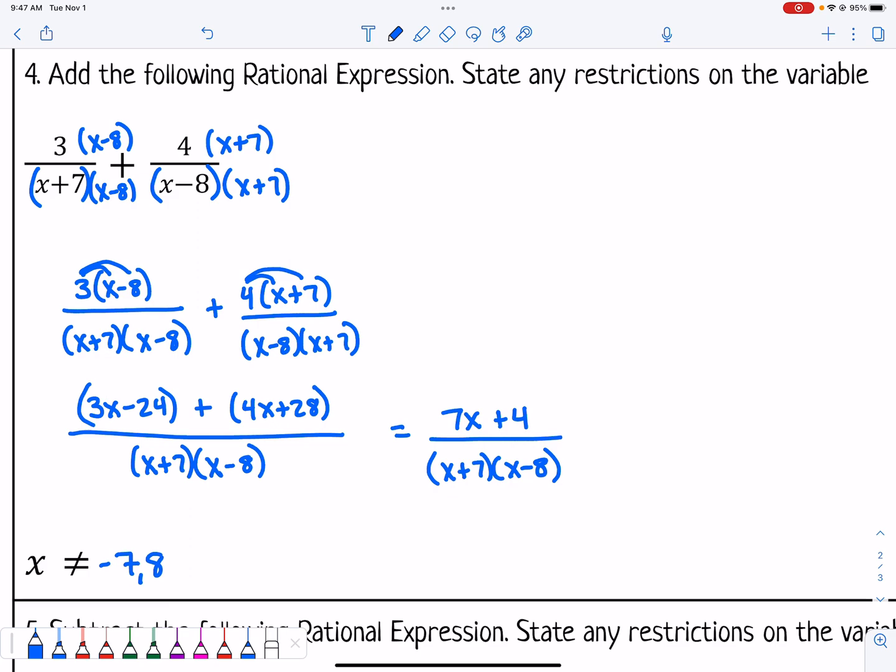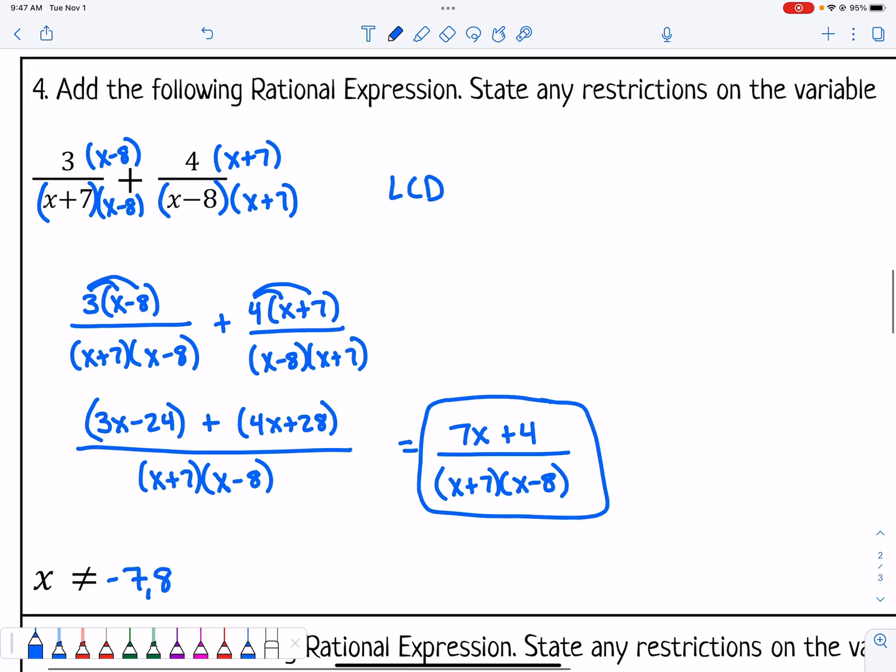Notice when you're adding or subtracting, you get a least common denominator, but you also keep it. Don't get rid of it. So it's not like when we're solving. You want to keep it.